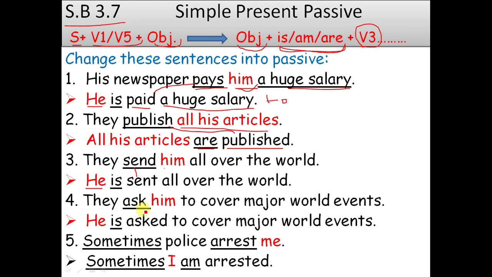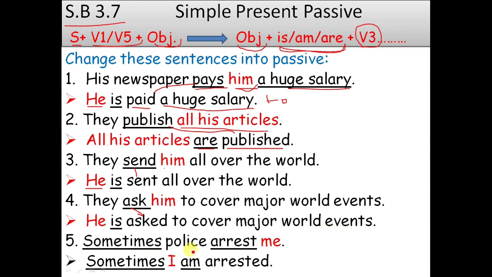Similarly, they ask him to cover major world events. Again, this is present, therefore we are using is, am, or are. First use the object him, so bring it into the position of subject. He, this is present, our subject is singular, therefore is, he is. V3 form of ask is asked, to cover major world events. He is asked to cover major world events.